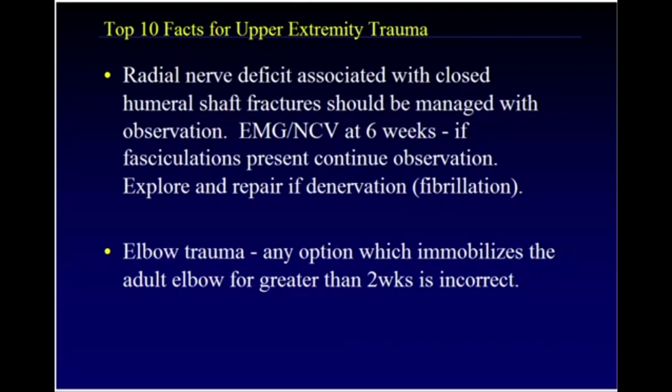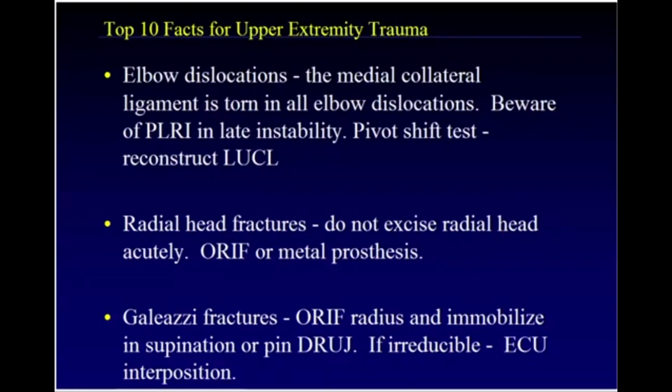Elbow trauma, any option that you will see listed on your questions that recommends immobilization of the adult elbow for greater than 2 weeks is incorrect, and you can probably cross off that one and go on to consider the other options. Elbow dislocations, the medial collateral ligament is torn in all elbow dislocations. Beware of late posterolateral rotatory instability. That can be diagnosed with the pivot shift test, and the treatment for it is to reconstruct the lateral ulnocollateral ligament. 80% good to excellent results reported with that technique.